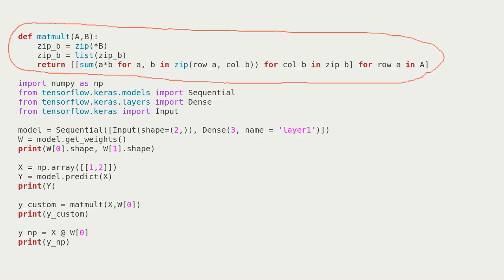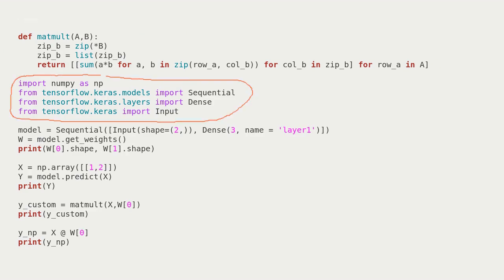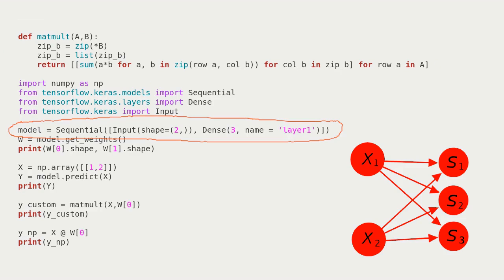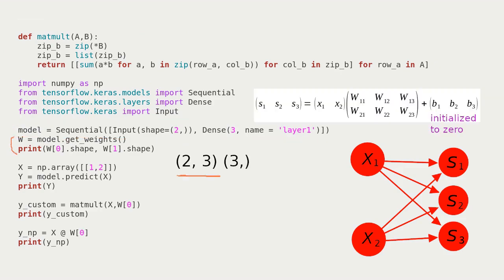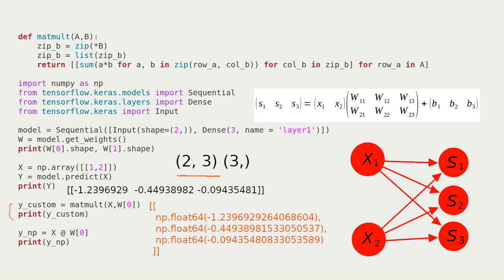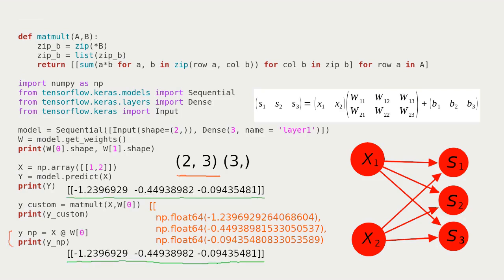We will create a custom function for matrix multiplication. After importing the necessary libraries, we define a model and display the shapes of the connection weight and bias vector. We then define an input, calculate the output, and compare it with the results obtained using our custom-defined function, as well as the NumPy library.